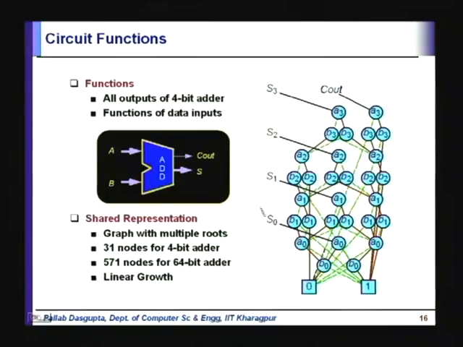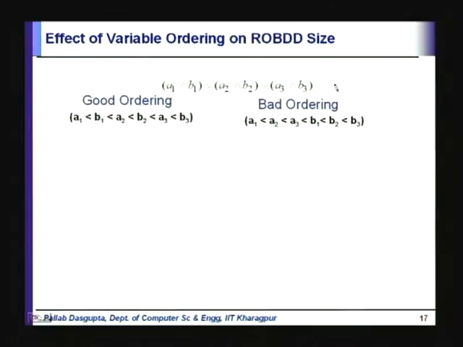So, here you see that all this is sharing all these sub functions for creating the BDDs for S0, S1, S2, S3 and C out. Now, variable ordering has an effect on the performance of the BDD packages. So, suppose we look at this function A1 and B1 or A2 and B2 or A3 and B3.